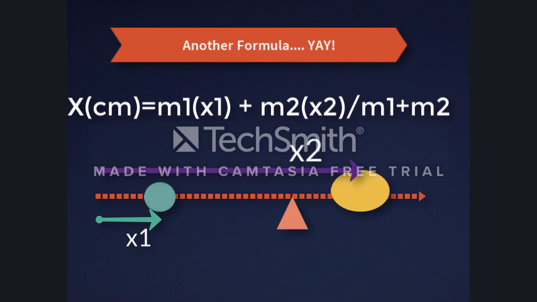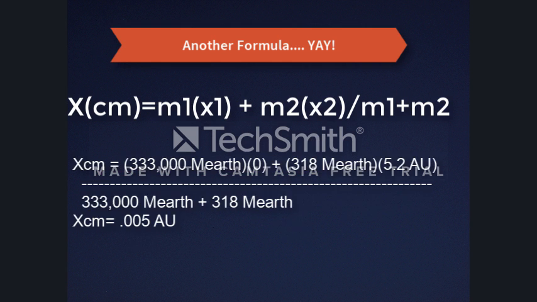Here's the formula for solving the location of the center of mass. This is done by multiplying the mass of object 1 times the distance between the origin and object 1, which is represented by the teal arrow, plus the mass of object 2, the yellow one, times the distance between object 2 and the origin, represented by the purple arrow, divided by the sum of the masses. After we plug in all of the necessary information for the Sun and Jupiter, we locate their center of mass at 0.005 AU, which happens to be about the radius of the Sun.